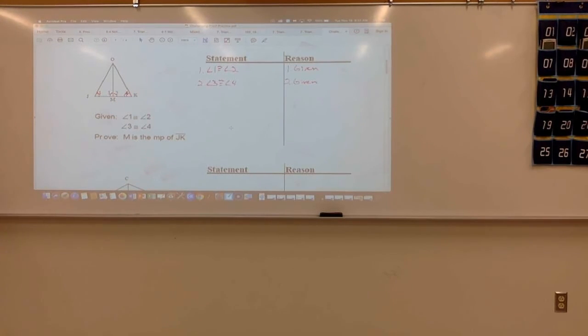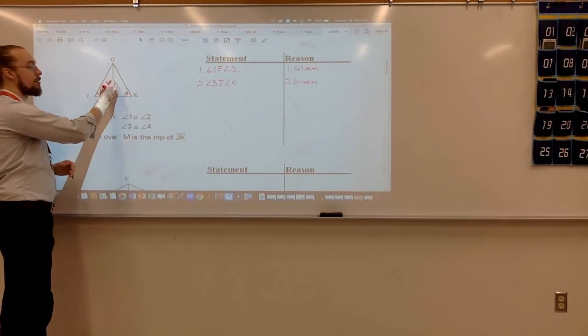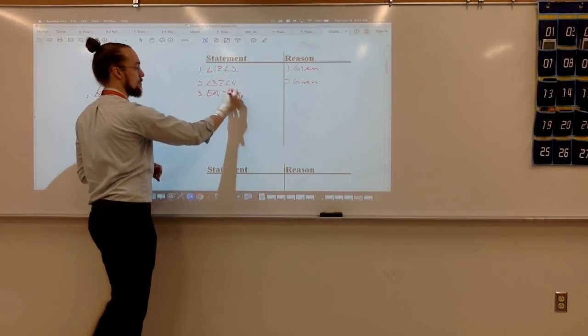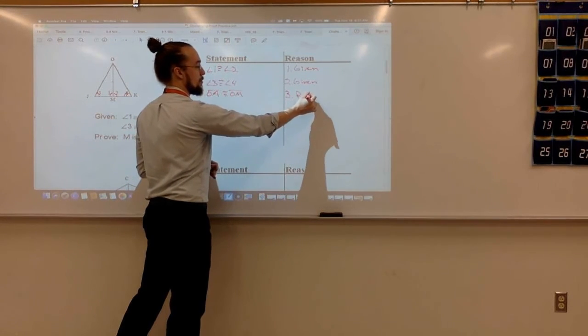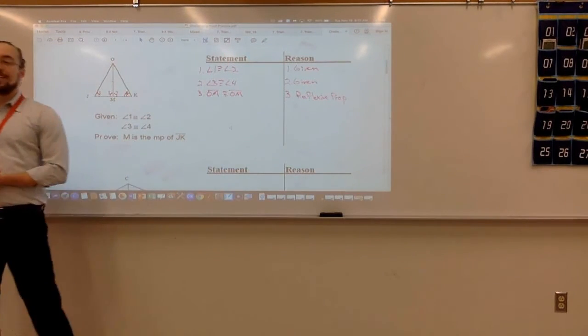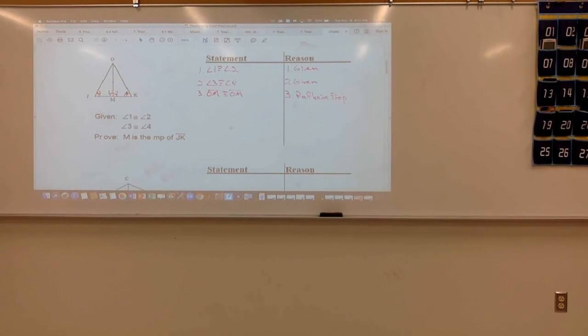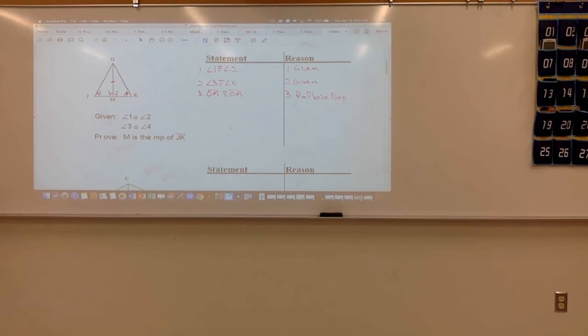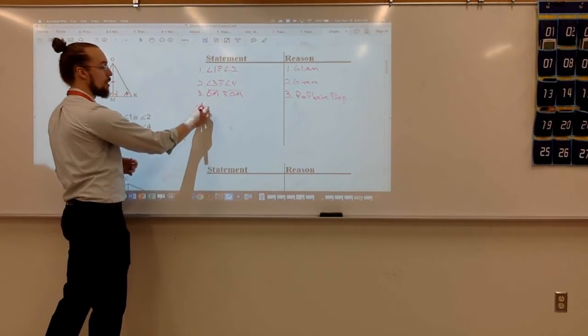So what other information do I know for sure from the diagram? Right, they share a side. So I can say OM is congruent to itself by the reflexive property. Okay. So now, what can I do? Yeah, I now have enough information to say the triangles are congruent by angle, angle, side.